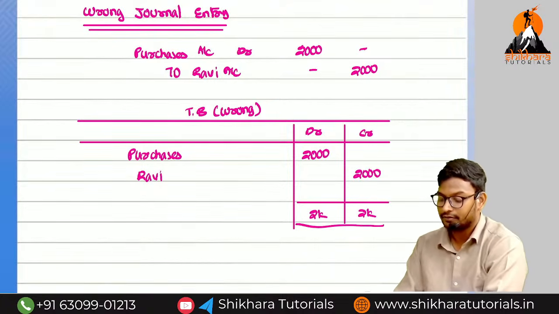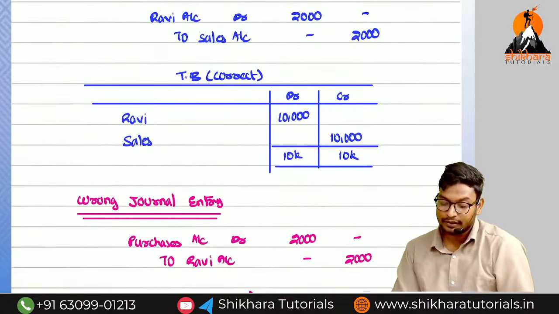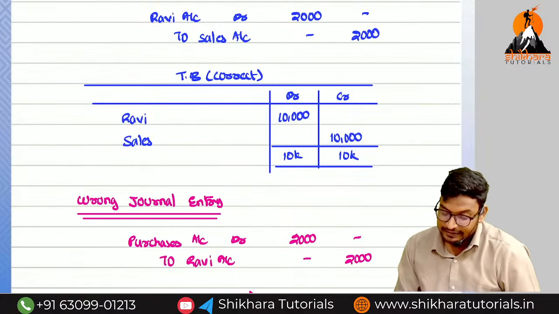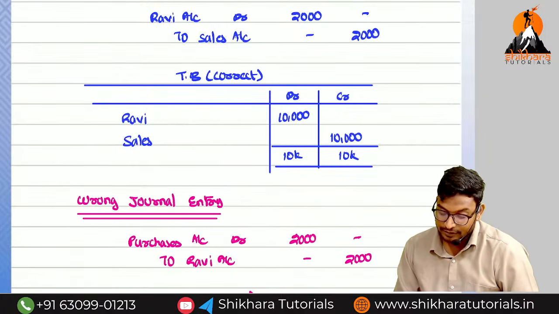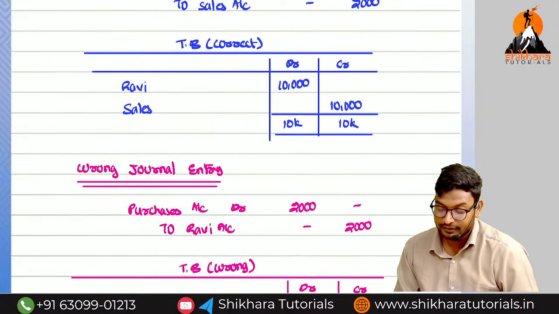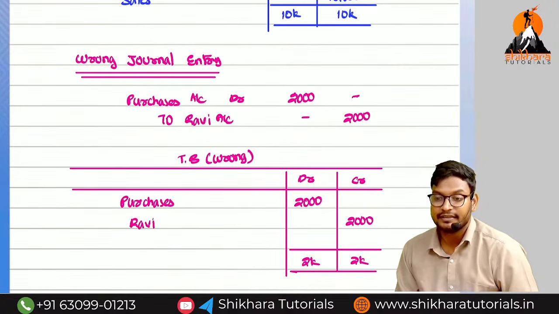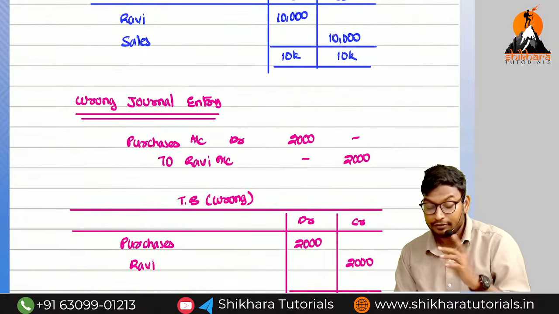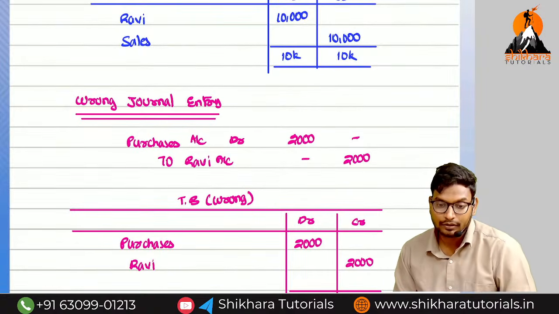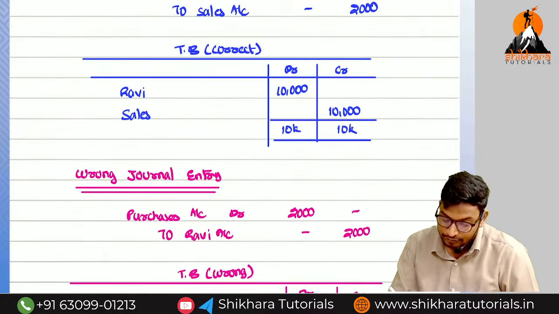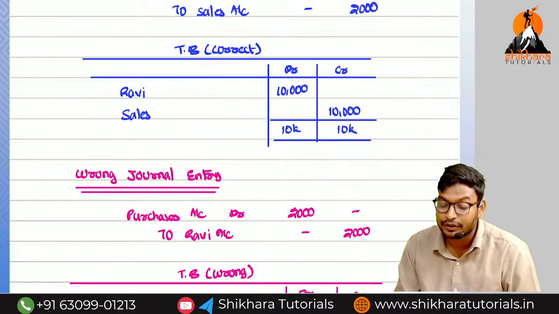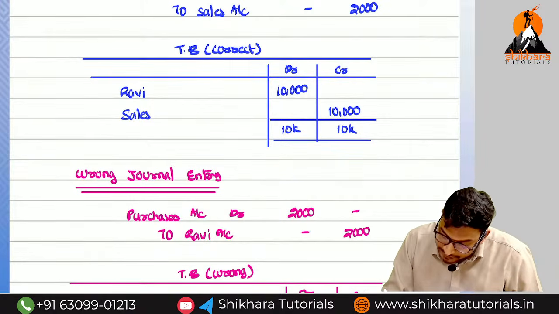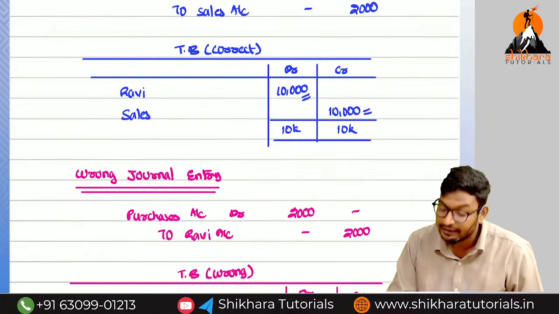What do we need to do with this wrong trial balance? We have to compare the correct one and the wrong one. If you see this, these things should be there. So Ravi should be on which side? Debit side should be there. But they have recorded on which side? Credit side. Normally we may have some correct one, but here both are wrong. So the correct thing should be recorded on the same side. That means Ravi should be debited here and sales should be credited here.